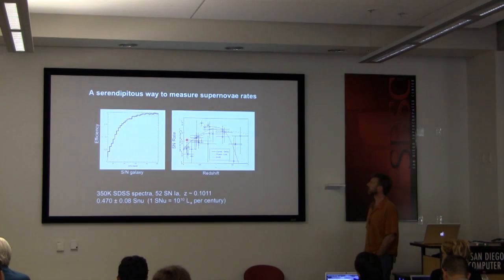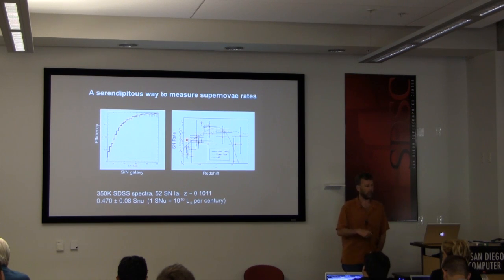And then you can use that to calculate supernova rates. In principle, these supernova rates are complementary to the image-based supernova rates, because effectively what we're looking at are spectra in the cores of galaxies, because each one of the fibers is centered on an individual galaxy, and we're looking at the central 3 arcseconds of that galaxy.